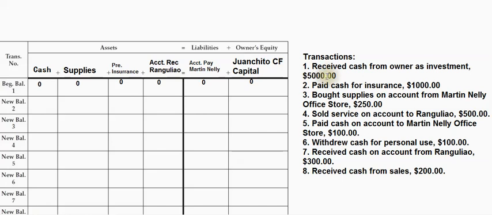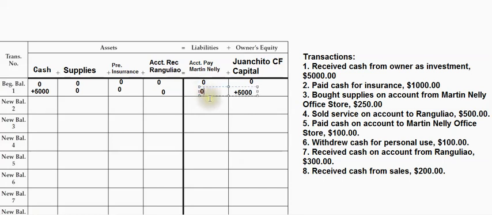And the first transaction tells us Juanchito, the owner of the business, takes out $5,000 and puts it into the business. So here we are going to put plus $5,000. And as we know, that is an investment, so owner's equity increases. I am going to put another $5,000 here. The rest of them, I will just add 0 to them.